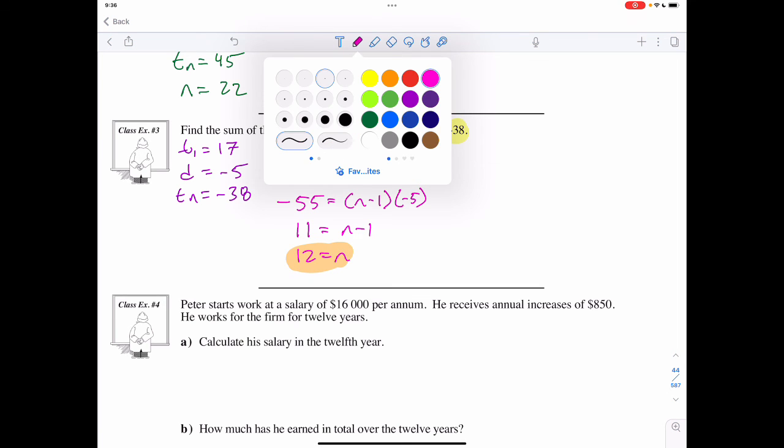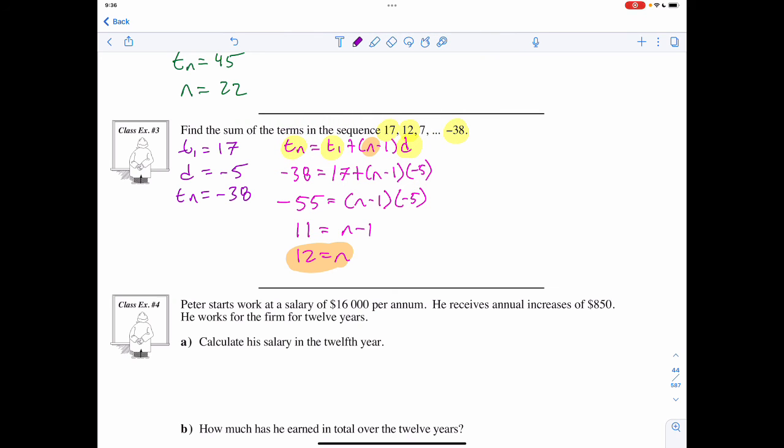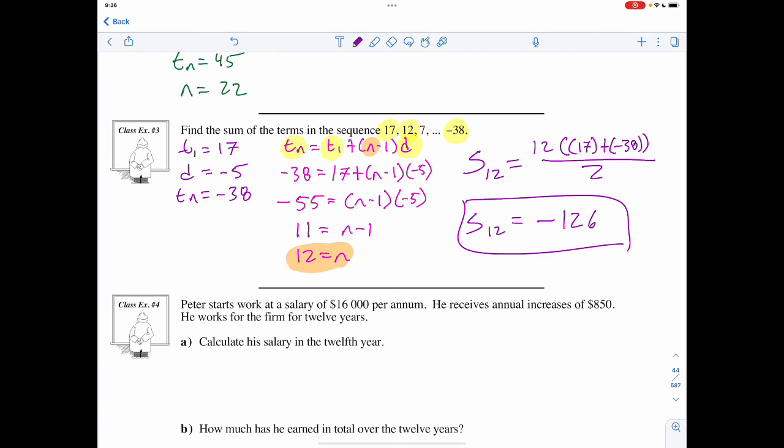Because I know the value of the last term, I can use my second form of the formula. I could do it with both, doesn't really matter. But I'm going to say that the sum of the first 12 terms is going to be 12 times term 1 plus term 12, all divided by 2. And the sum of the first 12 terms will be negative 126.